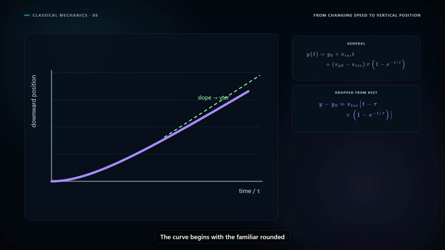The curve begins with a familiar rounded shape of acceleration from rest. Much later, the exponential correction is almost constant, so equal time intervals add almost equal distances. On a position versus time graph, the curve settles toward a straight line whose slope is v terminal. The transient remembers the release, the long time line remembers the force balance.